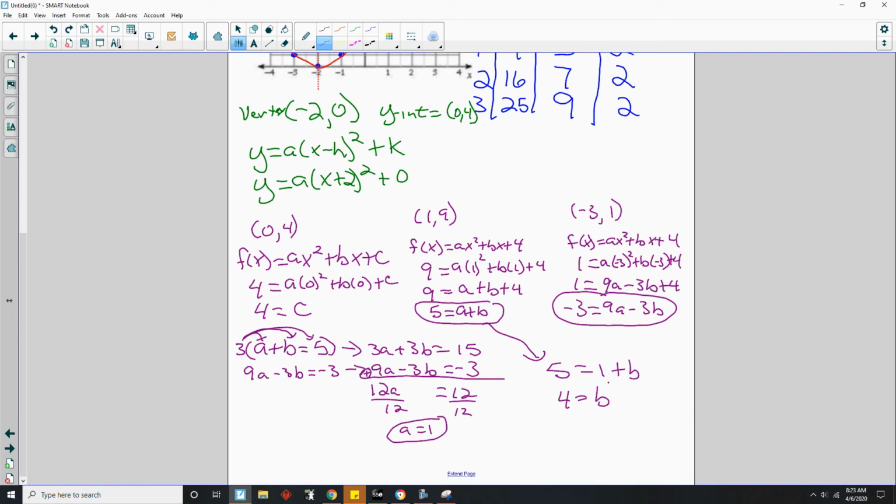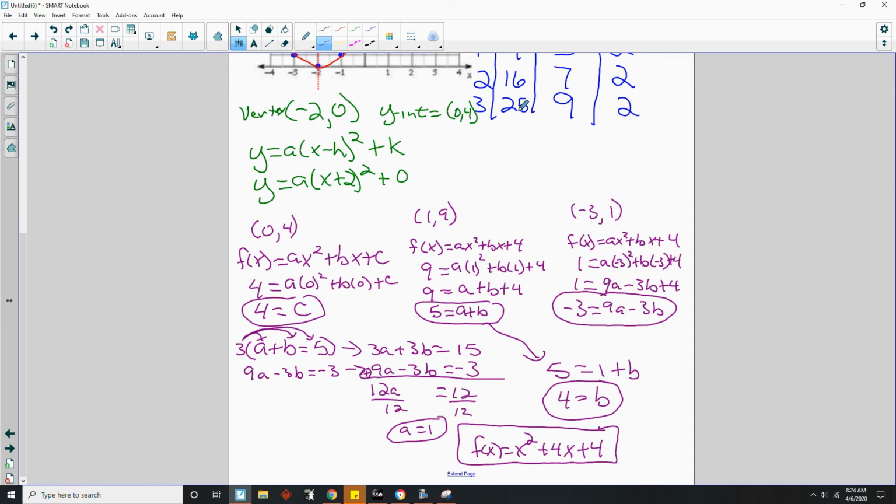So now I have my a, I have my b, and I have my c. So my equation is f of x equals, let's not use y. So my equation is going to be f of x equals a, which is 1, x squared, I don't need to write the 1, b is 4, so that's plus 4x, and c was 4, plus 4. So my equation is f of x equals x squared plus 4x plus 4.